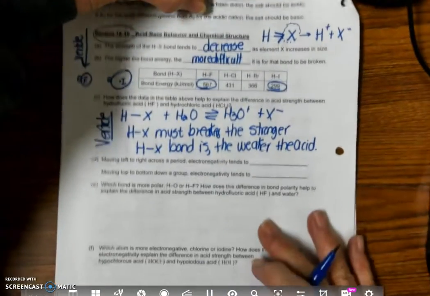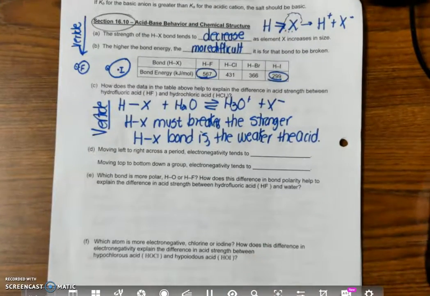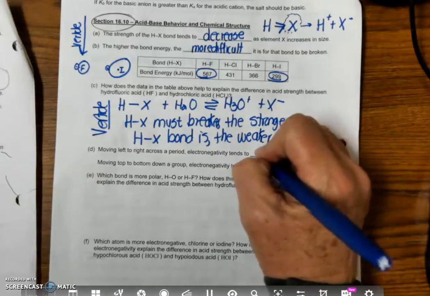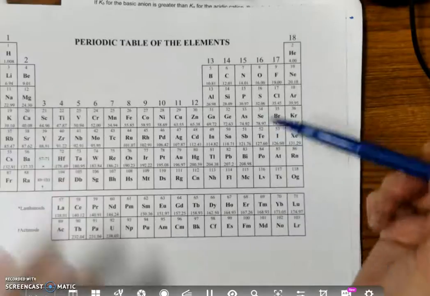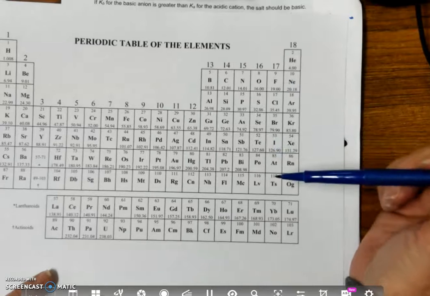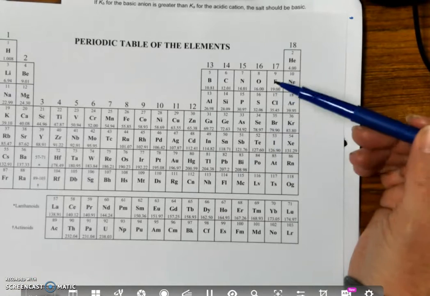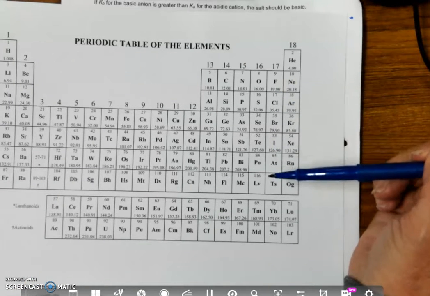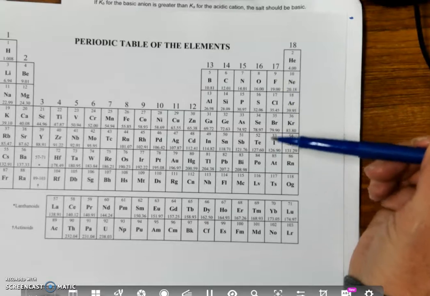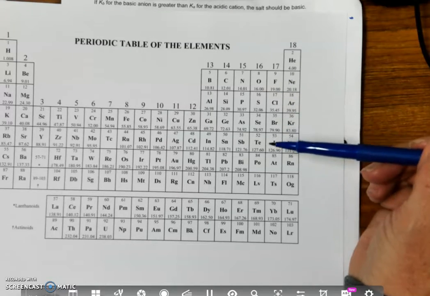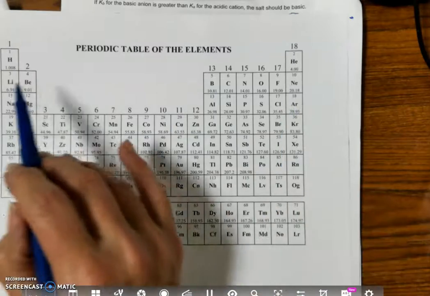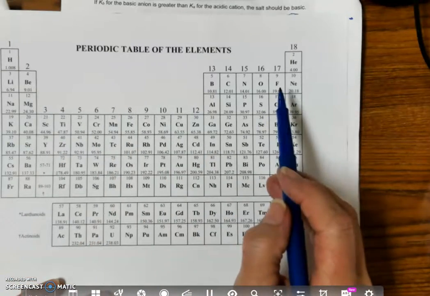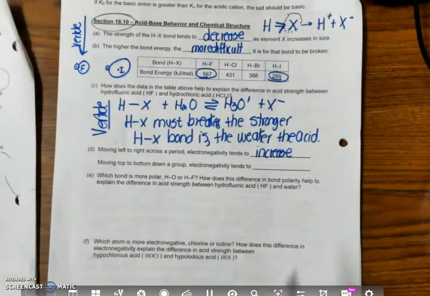All right, now let's move across the period. Remember that electronegativity tends to increase. So remember, as we go down the group, we really talk about size and atomic radius. So the atomic radius is increasing as we go down. Therefore, the bond is lengthening and the bond energy is going down. As we go across the period, however, the electronegativity of the elements is increasing. Okay?